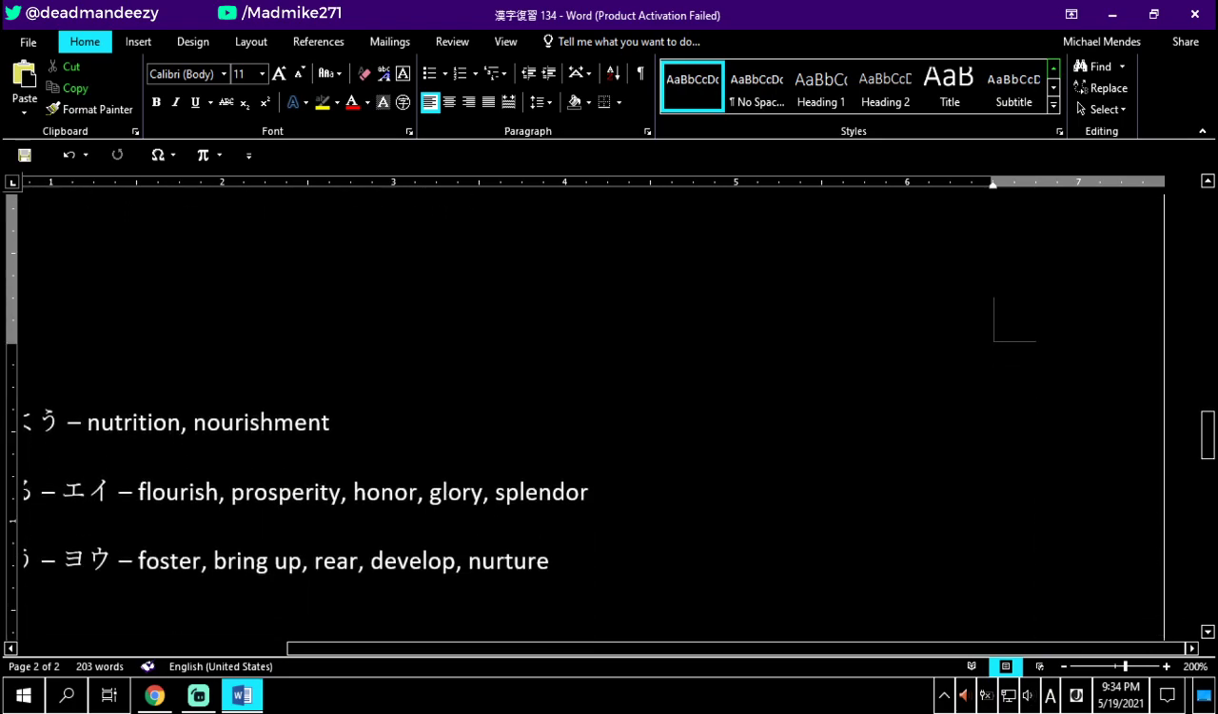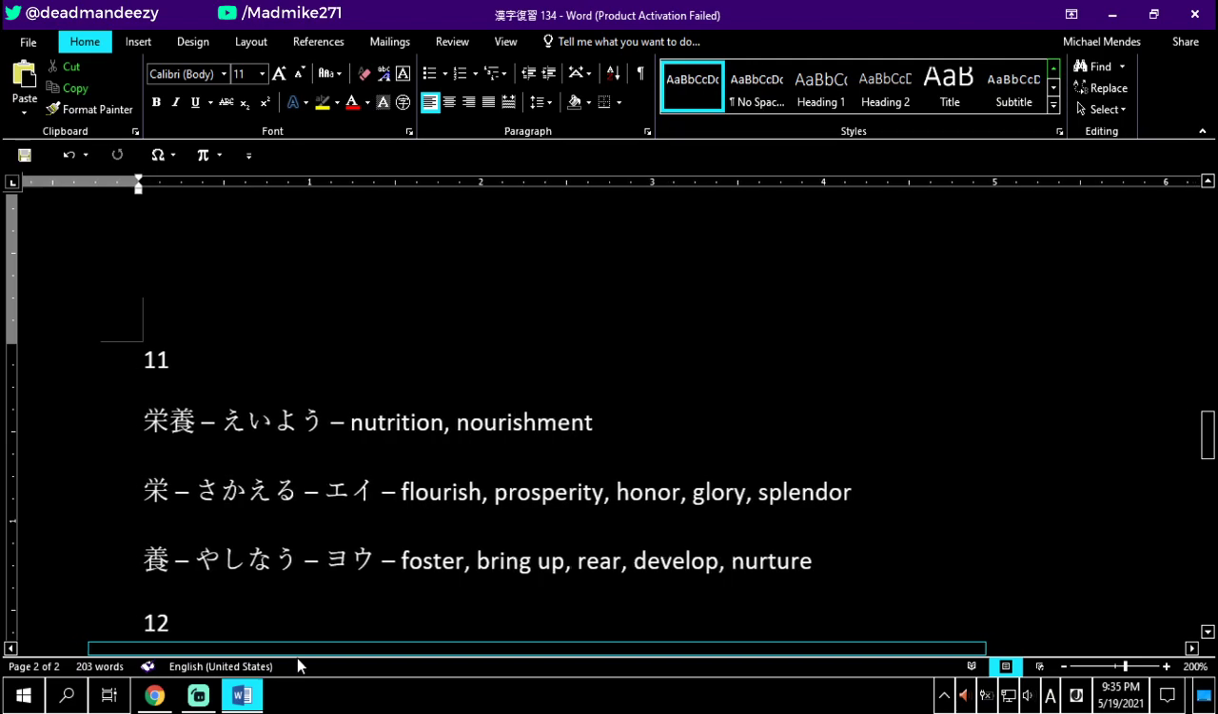Number 11 is nutrition or nourishment, with the left side being to prosper or flourish. Tree, roof, tree with water over the roof: ei. And on the right side we have yo, which is to raise, giving a sheep food. Eiyo, nutrition or nourishment.